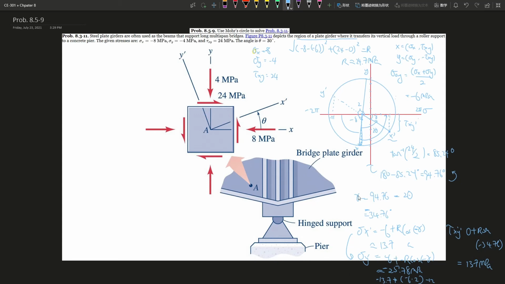Okay, sorry, I got a little confused towards the end, but this should be the right answer, and hopefully I can explain the method correctly.